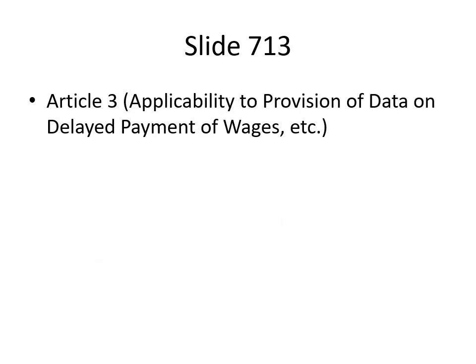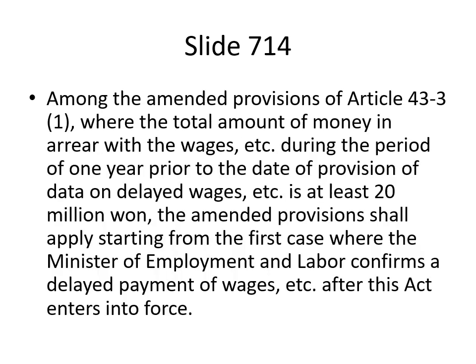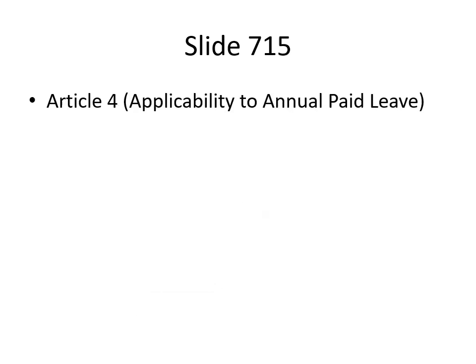Article 3, Applicability to provision of data on delayed payment of wages, etc. Among the amended provisions of Article 43-3 (1), where the total amount of money in arrear with the wages, etc. during the period of 1 year prior to the date of provision of data on delayed wages, etc. is at least 20 million won, the amended provisions shall apply starting from the first case where the Minister of Employment and Labor confirms a delayed payment of wages, etc. after this Act enters into force.